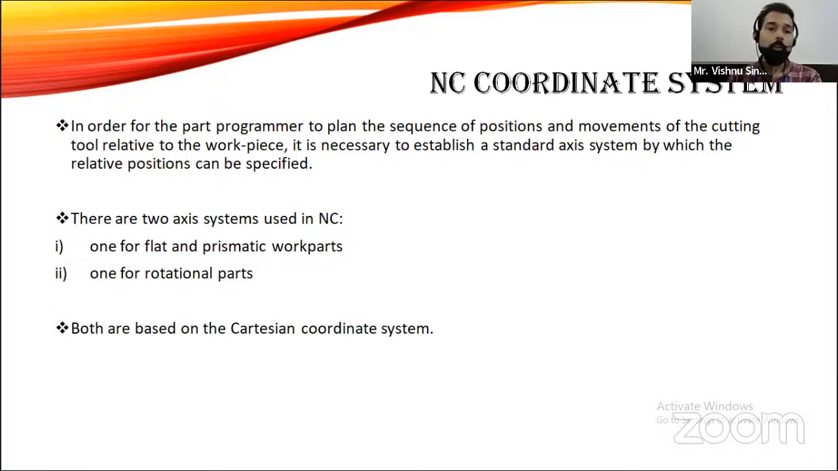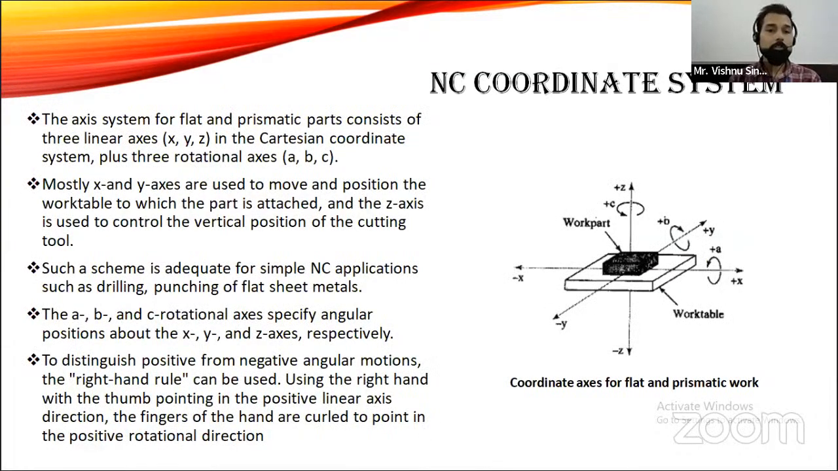One is for flat and prismatic work parts. By flat and prismatic work parts, I mean if a workpiece is in a rectangular or square shape, then those workpieces come in the category of flat work parts. And another is for rotational work parts, as in the case of a lathe machine, where we use rotational workpieces. For that we use a different type of coordinate system. So let's start with the flat coordinate system first.